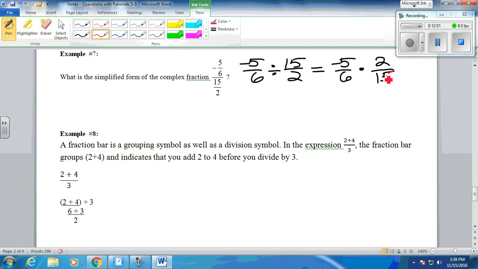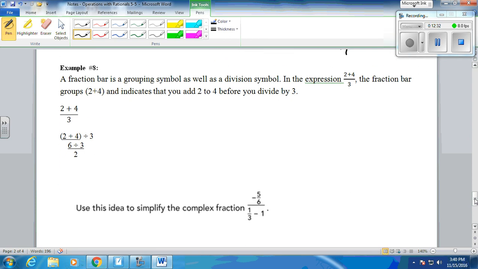Again, be very careful. 15 divided by 5 is going to give me 3. Negative 5 divided by 5 gives me negative 1. 6 divided by 2 gives me 3. 2 divided by 2 will give me 1. So I'm left with negative 1 times 1 is negative 1, and 3 times 3 is 9, to give me negative 1/9. You could also, again, write it with the negative out in the front as negative 1/9.